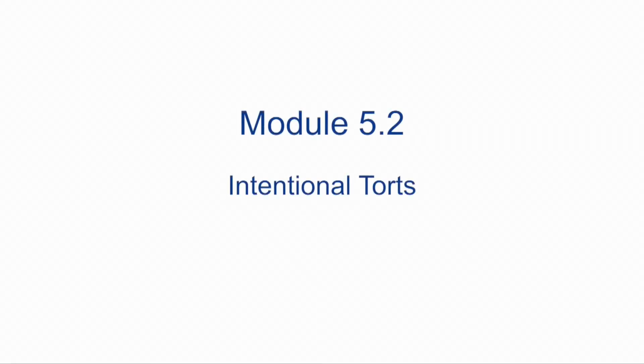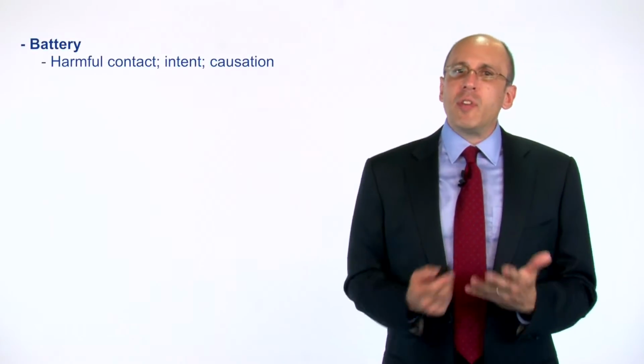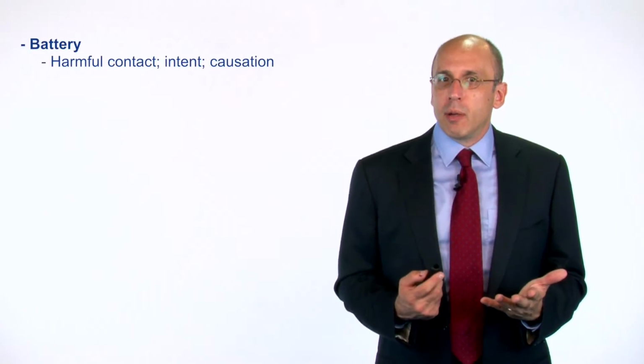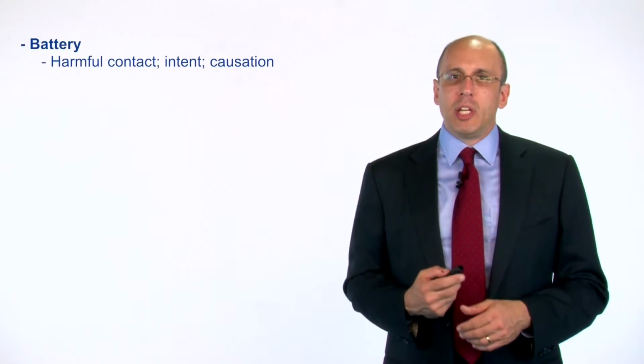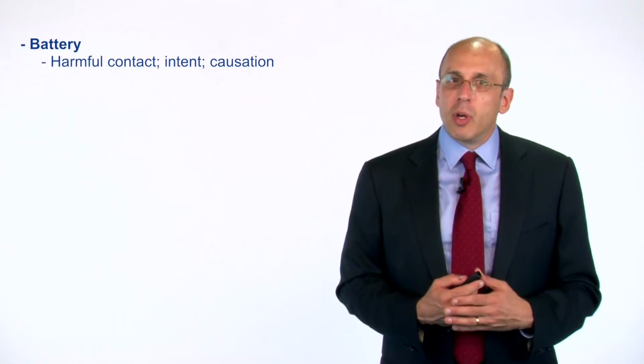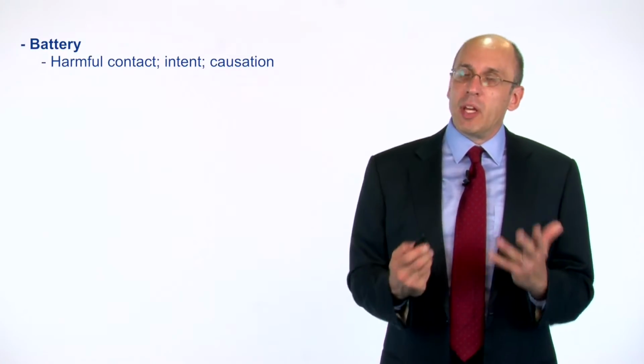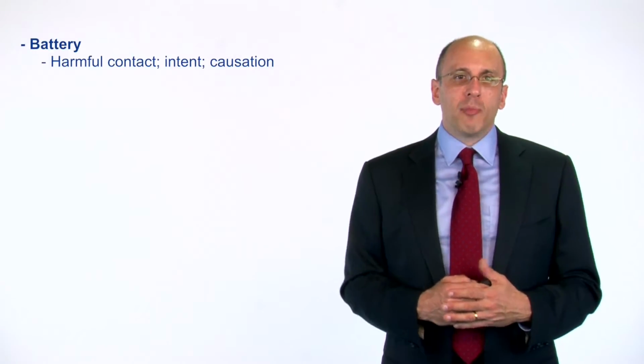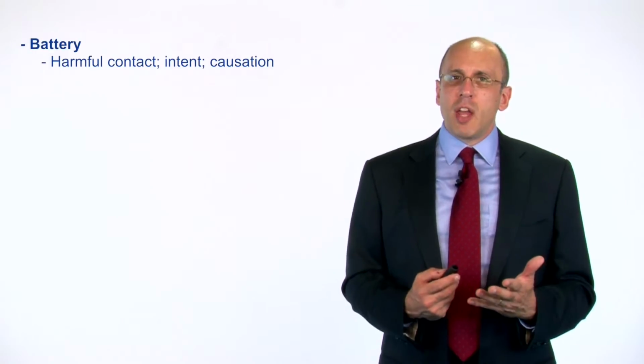Okay, so now we have the three categories of torts: intentional torts, negligence, and strict liability. So now let's go through them a little bit and look at the elements. What is an intentional tort? One obvious intentional tort is a battery, someone who improperly touches somebody else, generally hits somebody else in some way or another. So what are the elements of the prima facie case there?